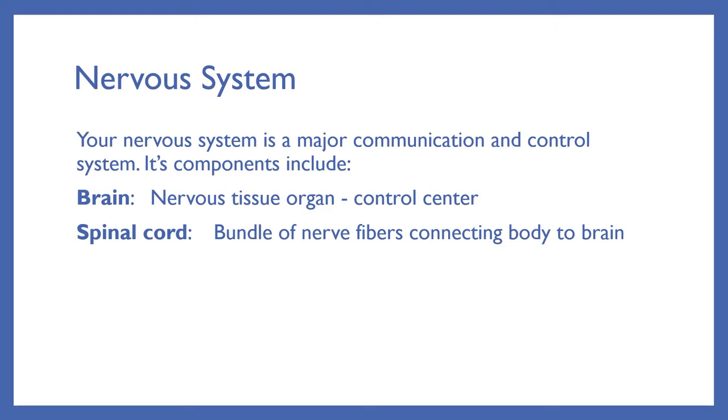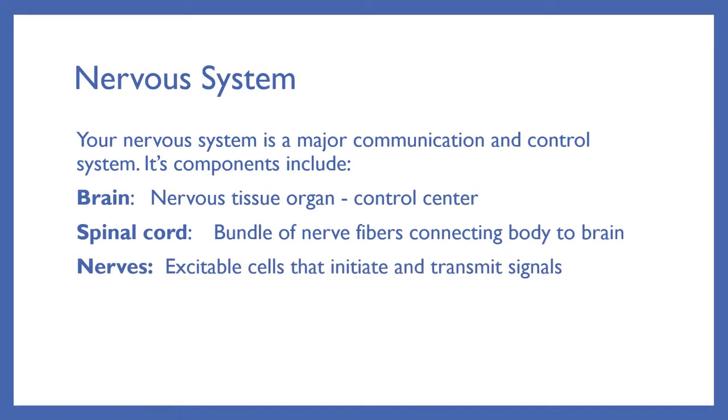Let's look at the components of the nervous system. The big one that you think of first is your brain. This nervous tissue organ is the control center. The other big part is the spinal cord. This bundle of nerve fibers connects your body to your brain and also has some control of its own.